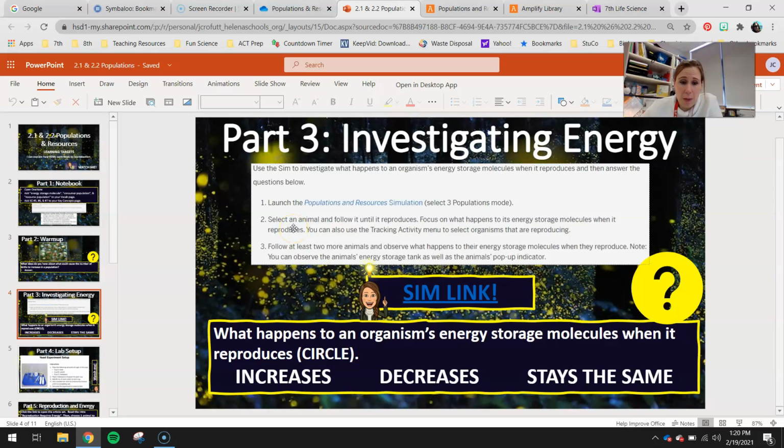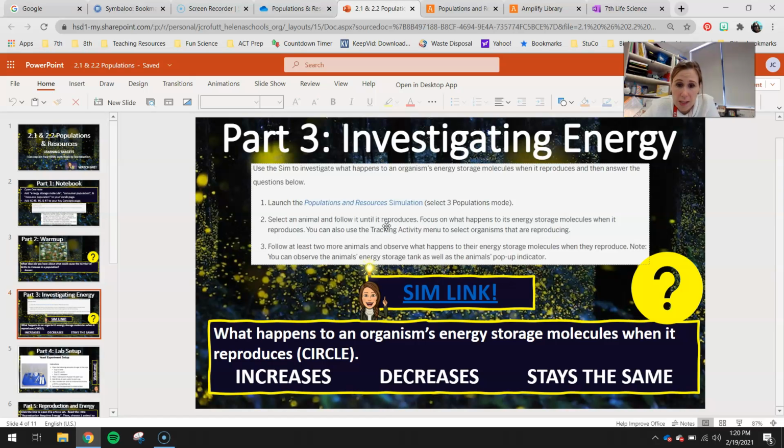You're going to look at an animal, so either the wee bug or the plant, and we're going to click on it and follow it until we see its little tagline say that it is reproducing. Underneath each of these little guys, you will see a little bar. The bar represents the amount of ESMs that organism has, so how much stored up energy they have. When you see one reproduce, what happens to that little bar of energy? We're going to follow at least 2 more animals and observe what happens to their energy storage molecules when they reproduce.